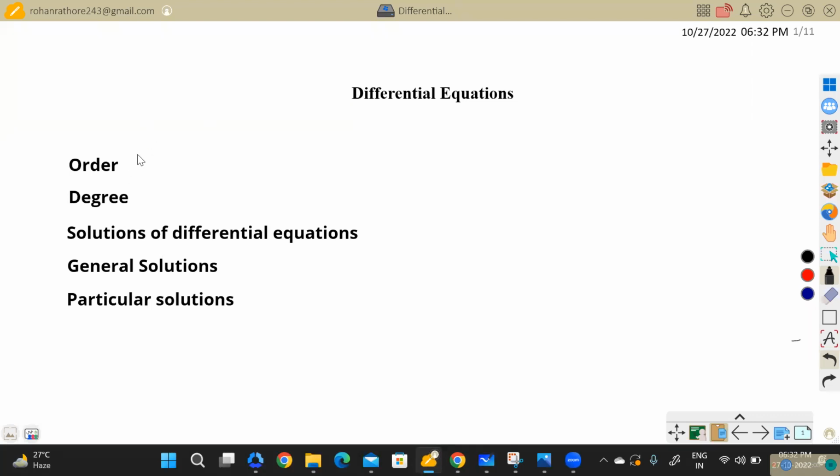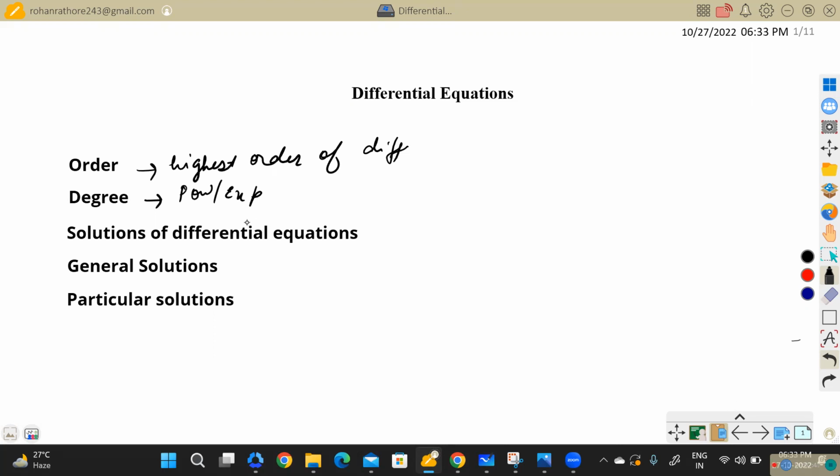Can you tell me what was the order of the differential equation? Was it the highest order of differentiation? Yes. So order is the highest order of differentiation of the dependent variable. That's the order. And what is the degree of the differential equation? Is it the power of the highest order? Yes. So it's the power or exponent of the highest order derivative, whichever we are looking at in the differential equation.